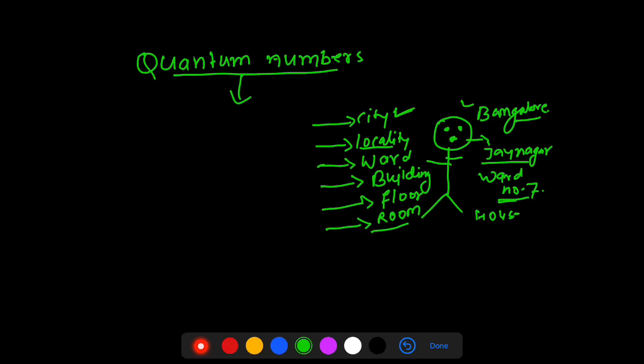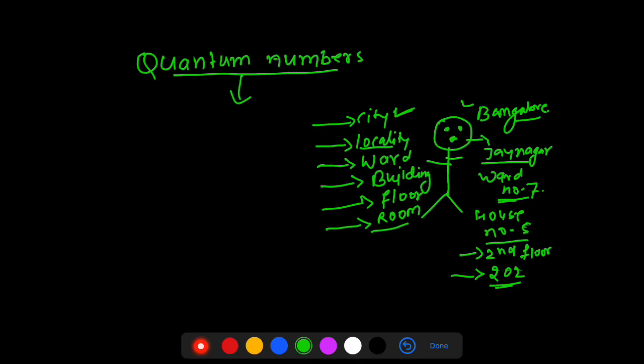You go to ward number 7 and you find there are many buildings: house number 1, house number 2, house number 3. Assume he lives in house number 5, so you'll go to house number 5. That building has many floors, and out of many floors, he lives on the second floor. On the second floor you'll find many rooms. Suppose he is living in room number 202. Then you will be able to reach that person.